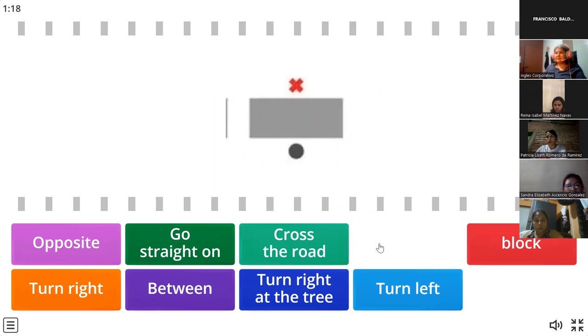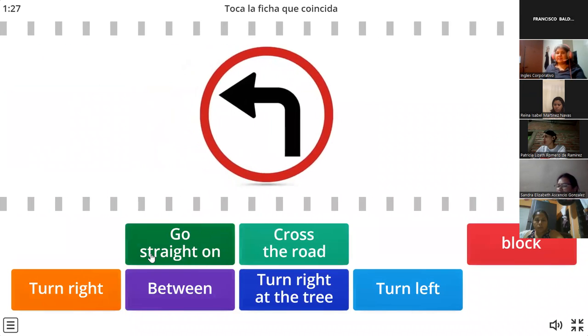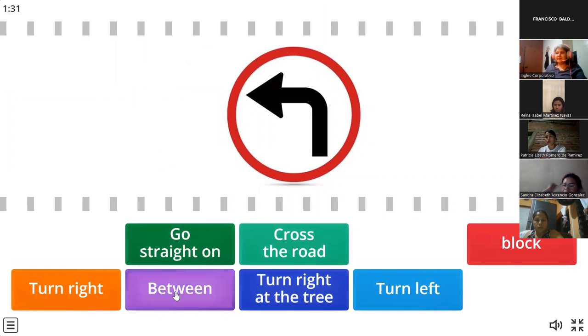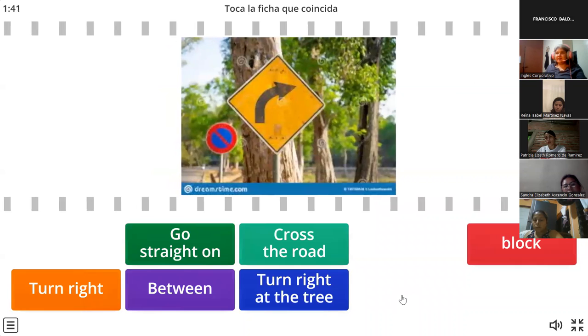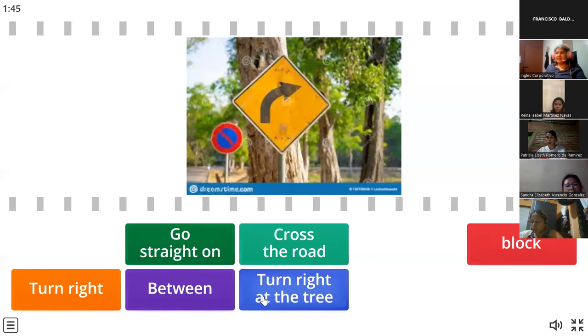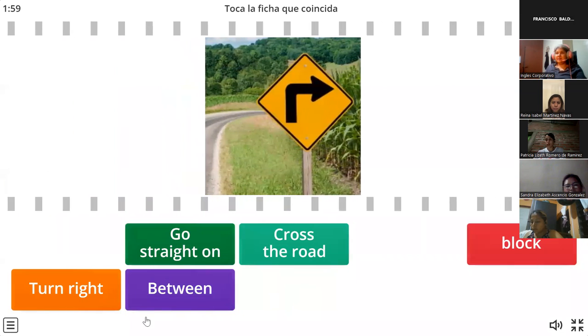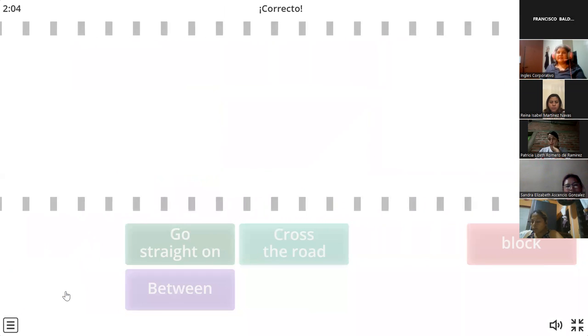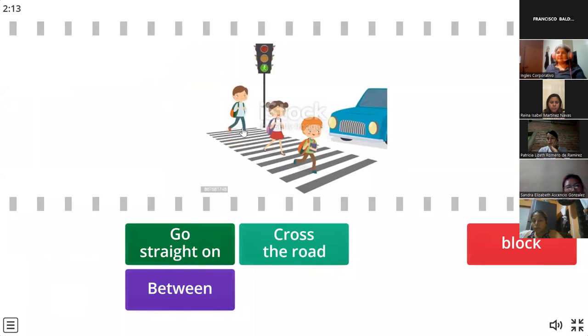Between or opposite. Opposite. Okay. Turn left. Right. Turn right at the tree. Okay. You're right. Turn right. Okay. Let's try out. Cross the road. Cuando pasamos sobre estas señales. Cross the road.